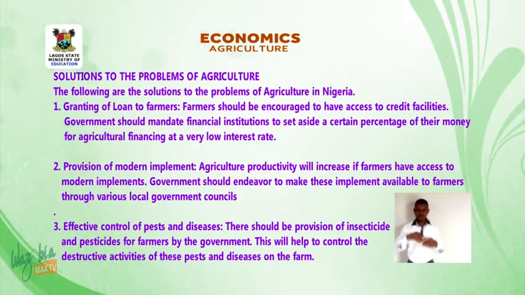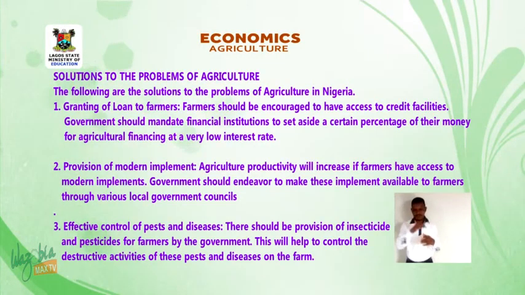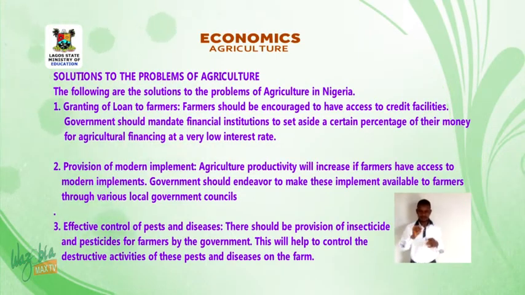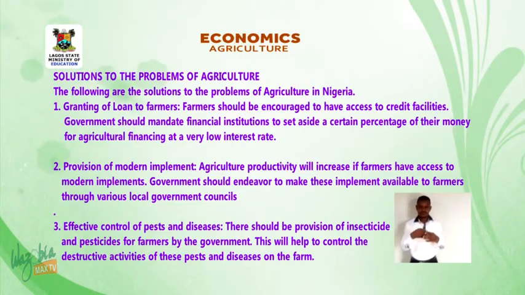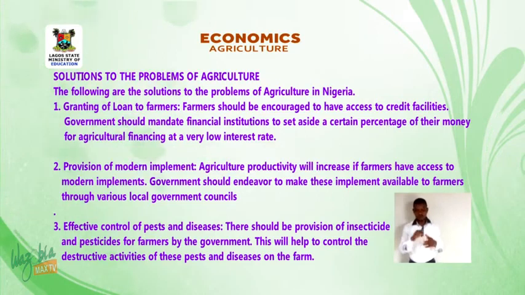Government should mandate financial institutions to set aside a certain percentage of their money for agricultural financing at a very low interest rate. Number two, provision of modern implements. Agricultural productivity will increase if farmers have access to modern implements. Government should endeavor to make these implements available to farmers through various local government councils.